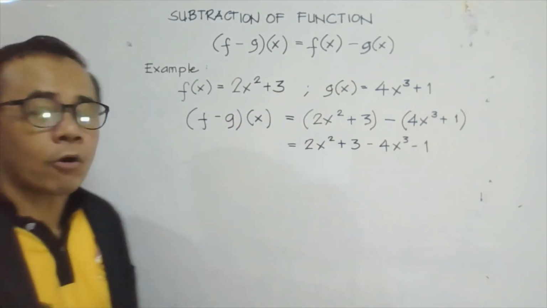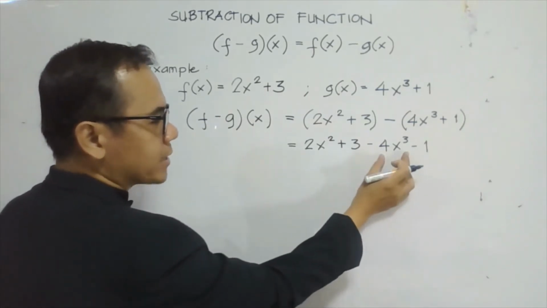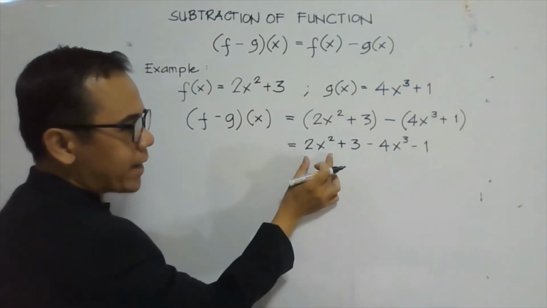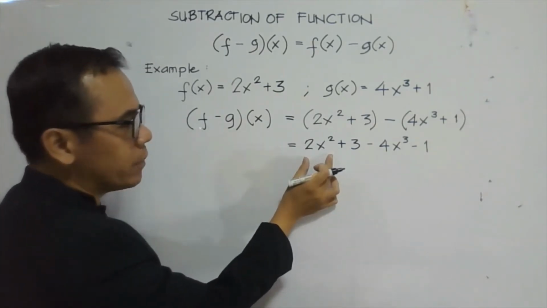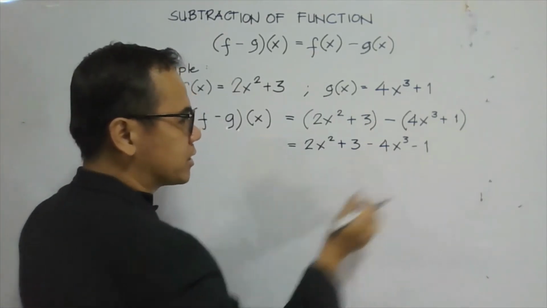Then we can now combine similar terms. Here, negative 4x cubed doesn't have any similar term. 2x squared doesn't have any similar term, and we only have 3 and negative 1 that are similar.